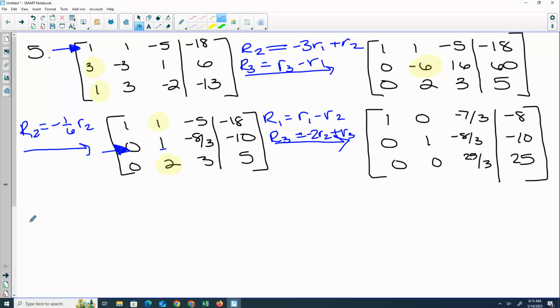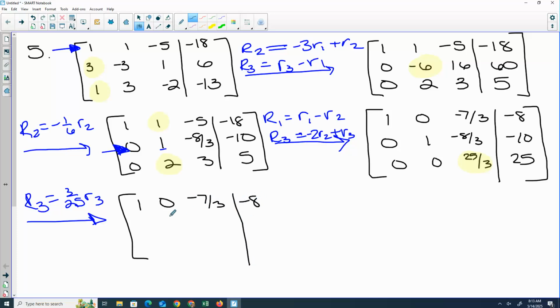What do we need next? Column 2 is done. In row 3, column 3, easiest way to get a 1, it works every time. You multiply by the reciprocal. So I'm going to take it times 3 over 25. So first and second rows don't change. So you get 0, 0, 1, and 3.